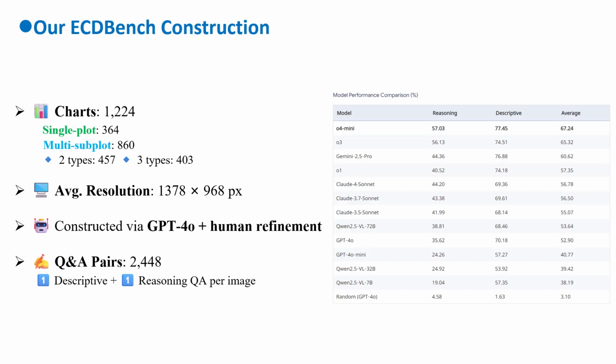Our ECD bench has more than 1,000 charts, 364 single plots, and 860 multi-subplots, with 2 to 3 types per figure. Each image has one descriptive and one reasoning QA, generated with GPT-4o and refined by humans. We test state-of-the-art multimodal large language models, and the results show that O4 Mini reaches the highest performance.